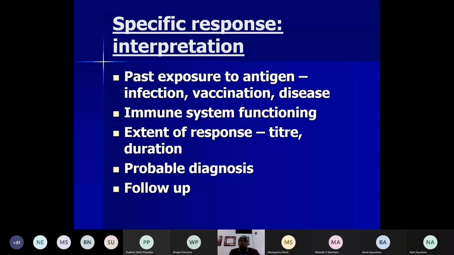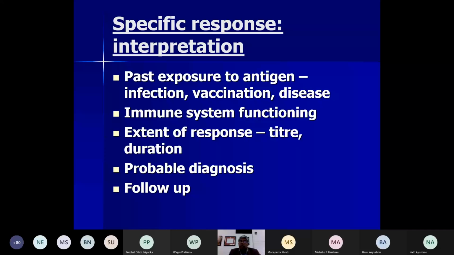And this helps us in giving a probable diagnosis: if antibodies against a particular antigen are present, then our diagnosis is that the person is probably suffering from the disease caused by the organism which has that particular antigen. So this is very important in understanding specific responses.